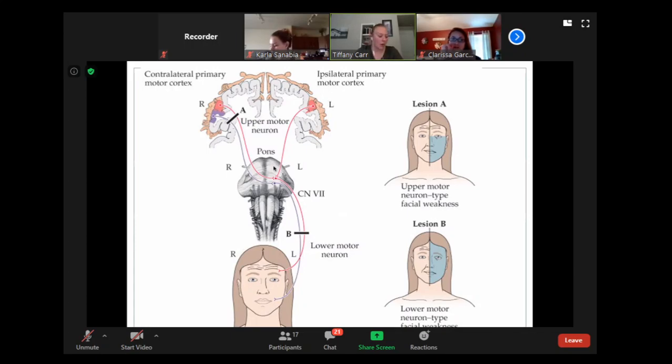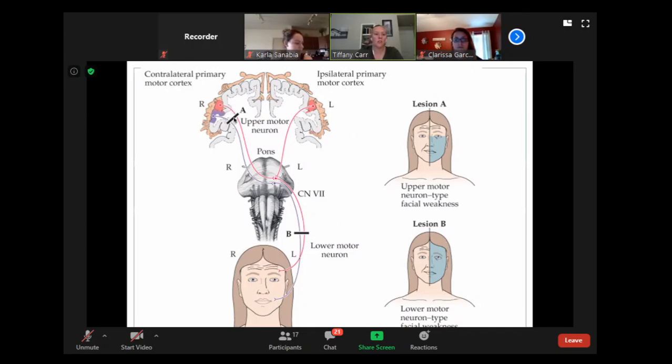For a lower motor neuron, we're going to have ipsilateral effects to the lesion, and because it's going to affect both of the inputs, it's going to impact the full face. So we'll lose forehead motion. We'll have eye drooping, nasal drift, and we'll have drooping of the side of the mouth as well. So these will be really important to pay attention to.